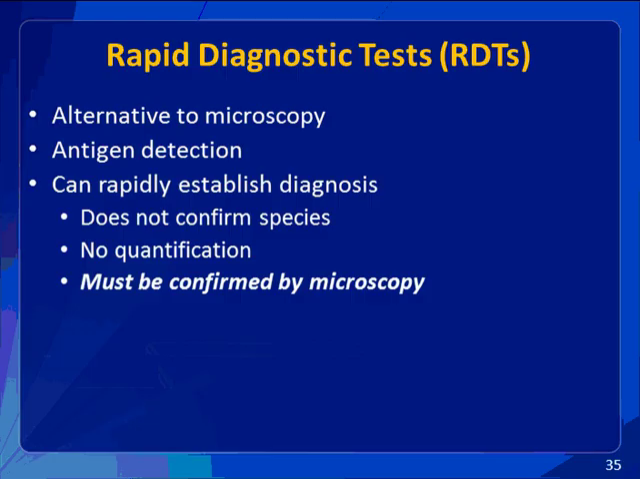Rapid diagnostic tests, or RDTs, have recently become an alternative to microscopy. They work by detecting malaria antigens in patients' blood and return results very quickly, within 15 to 20 minutes. While they can rapidly establish a diagnosis, they do not confirm the species of Plasmodium, and there is no quantification of parasitemia, an important piece of information to properly treat a case of malaria. For these reasons, the FDA requires confirmation of RDT results by microscopy.